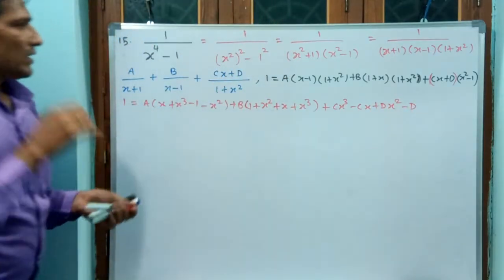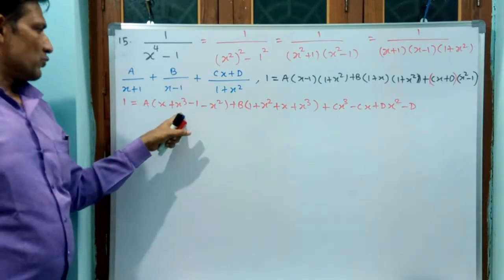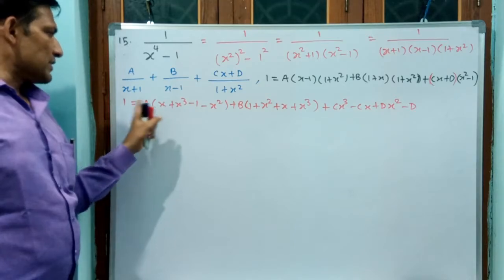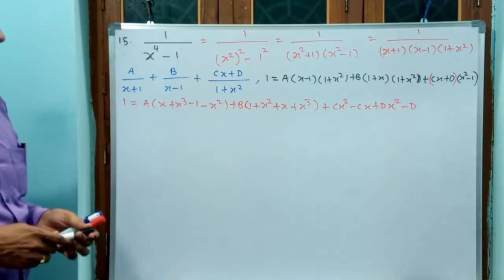Now all the expansion is over, but take common the coefficients of x cube, the coefficients of x square, the coefficients of x, and the constants. Equate it to 1. See what I am doing now.